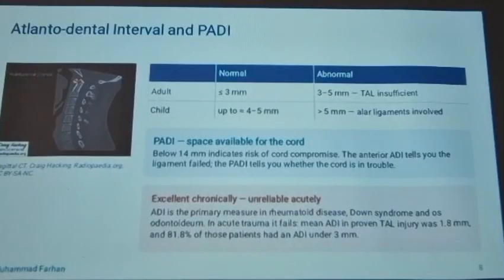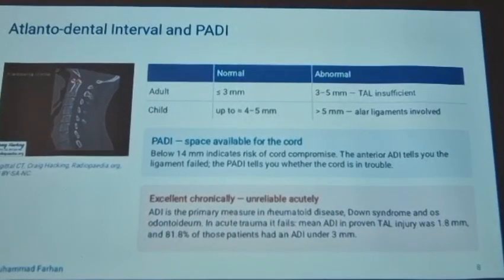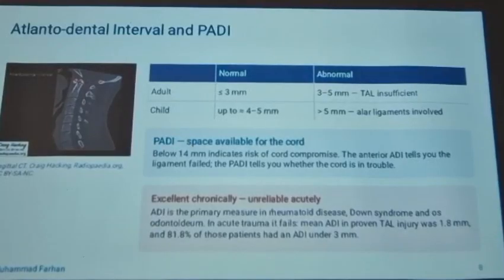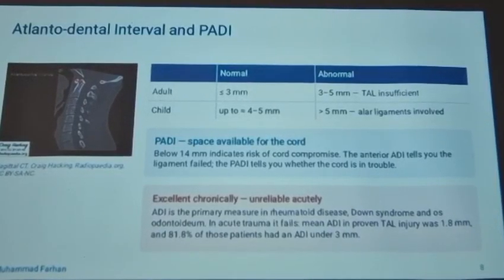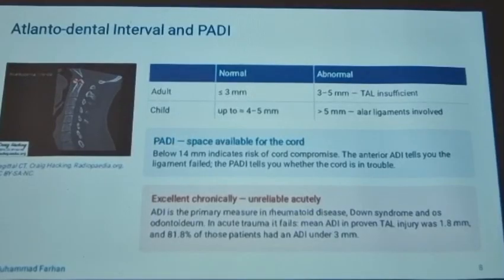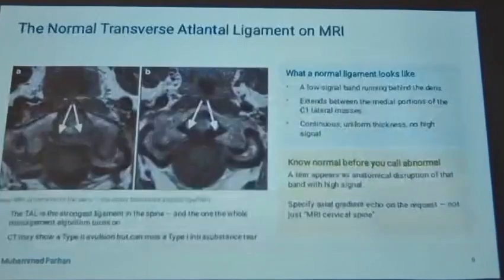And if the distance is greater than 5 mm, the other accessory ligaments may also be injured in this process. So we have discussed that we can have an idea about the injury of the transverse atlantal ligament through the open mouth X-rays, which show the overhanging of the lateral process of the C1, and we can also have an idea through the atlantodental interval.